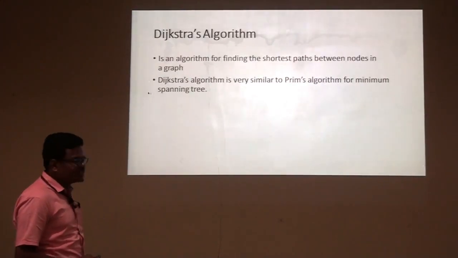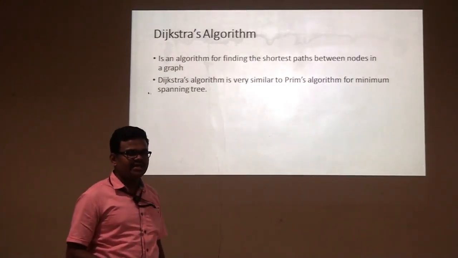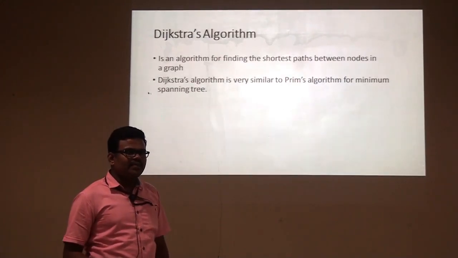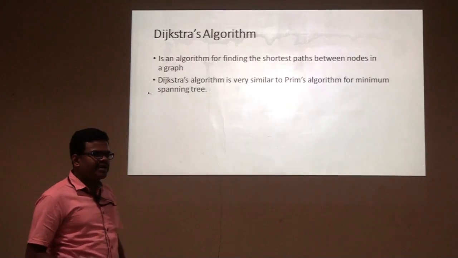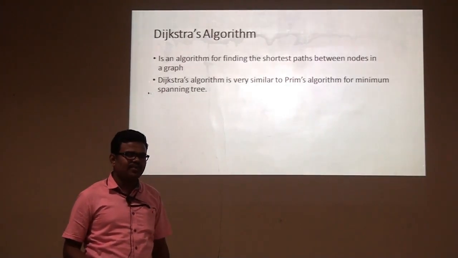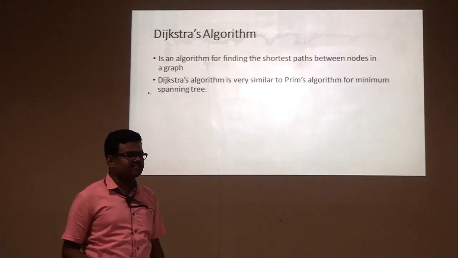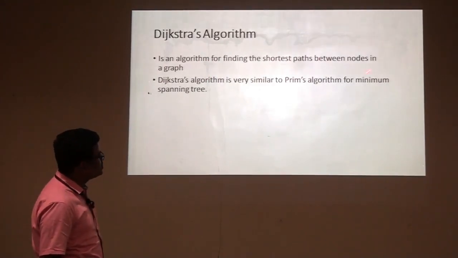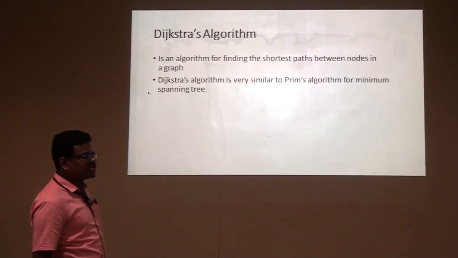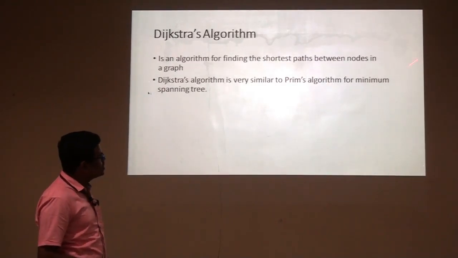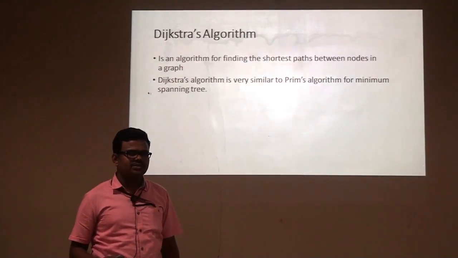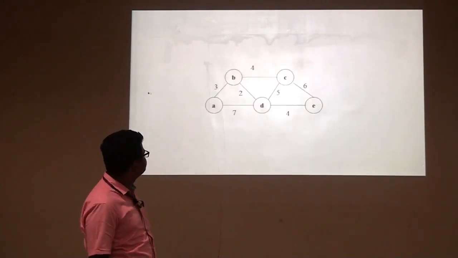So next is Dijkstra's. We are going to see about Dijkstra's algorithm. Dijkstra's algorithm is similar to Prim's algorithm. Here also we are going to find the shortest path between two vertices. It is an algorithm for finding the shortest path between two nodes in a graph, similar to Prim's algorithm for the minimum spanning tree.